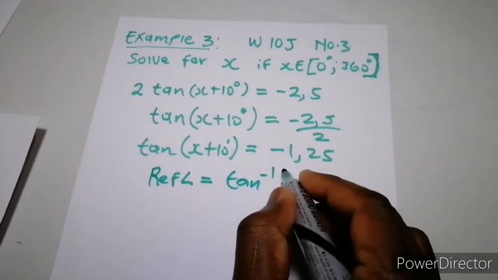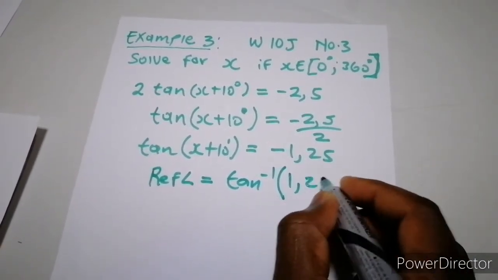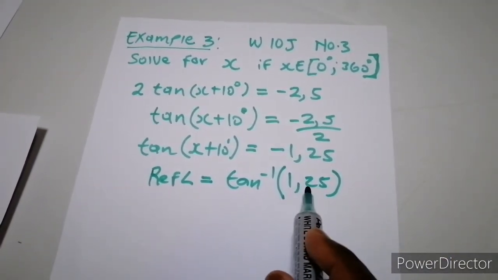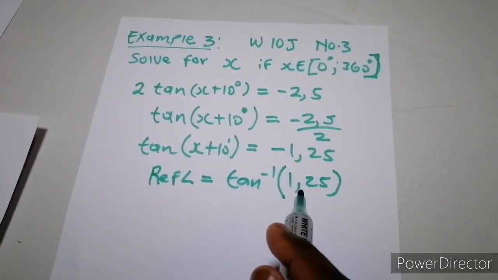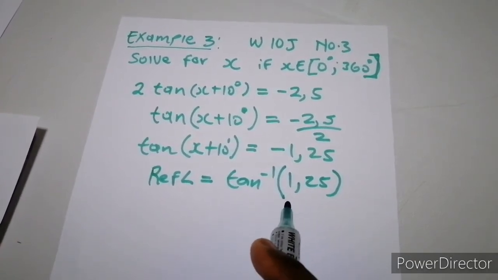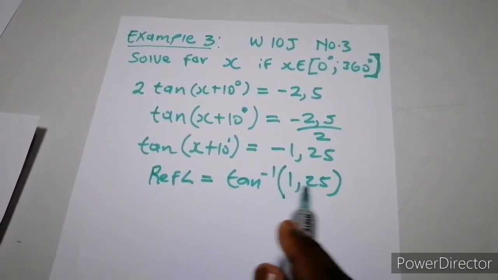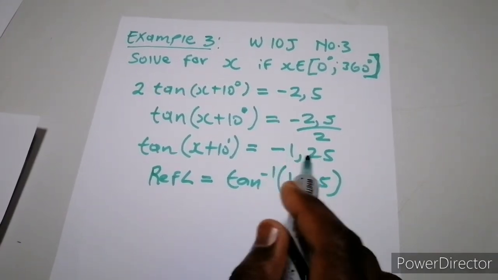Remember, the reference angle is not a solution. The tangent of positive 1,25. Remember, for the reference angle we use a positive value. Every time when you find a reference angle and you find an angle that is not acute or an angle that is not positive, then it means you did something wrong. We always use a positive value to find a reference angle. Don't use the negative value.